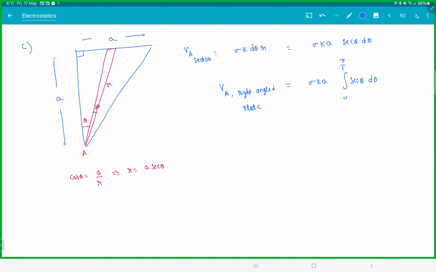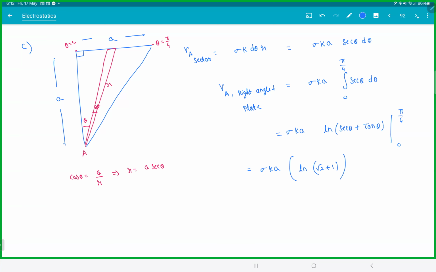Limits will go from 0 to pi by 4, isn't it? At this point theta is 0, and at this point theta is pi by 4, 45 degrees. Sigma K A, this integration is ln sec theta plus tan theta. That you should know. You can differentiate and check it out. Most likely they will teach you anyway. Others, do keep your cams on. Now if you substitute the limits, ln of root 2 plus 1, and minus ln 1, that will become 0 anyway. So this is your answer: 1 by 4 pi epsilon, sigma K A ln root 2 plus 1.